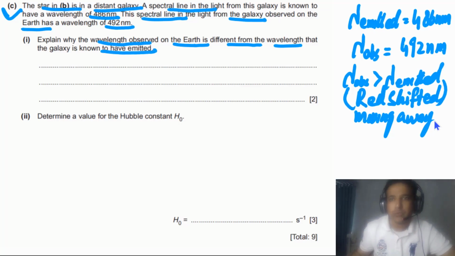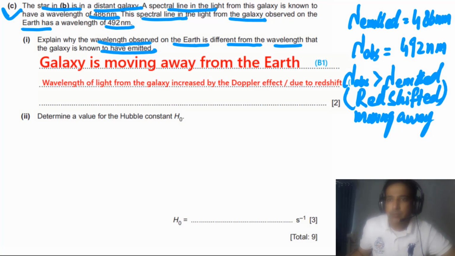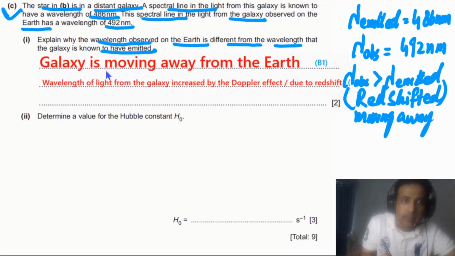So these are the points you need to understand. You need to understand these 2 points. Lambda is greater, so it means the light is redshifted from the galaxy, so it means the galaxy is moving away. These 2 points you have to mention for the first part. So in our answer we can write down these 2 points. We can say the galaxy is moving away from the Earth.